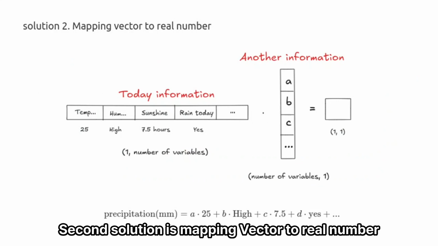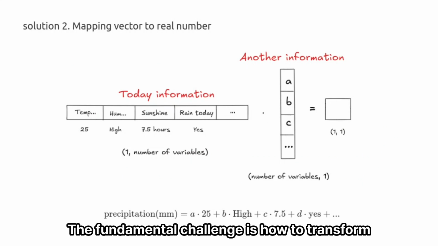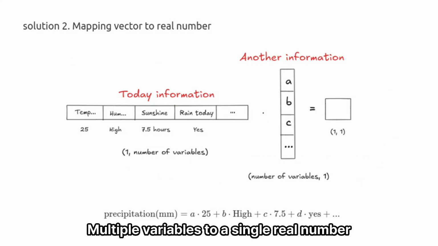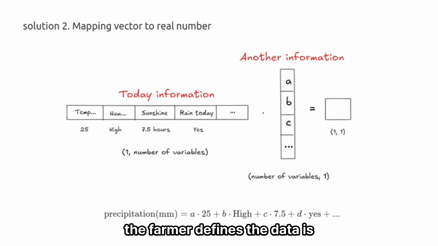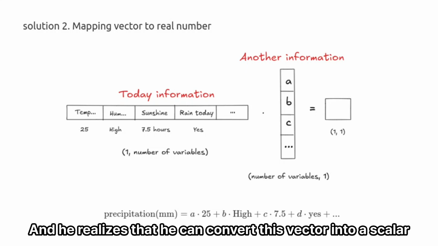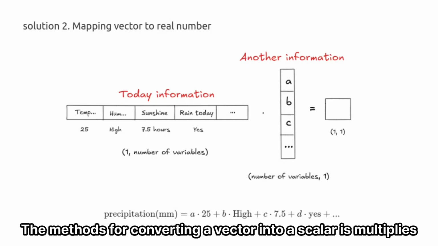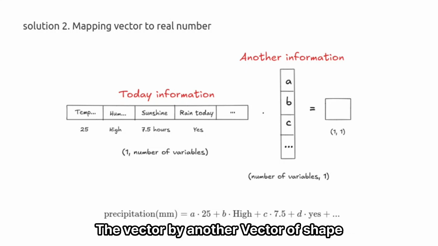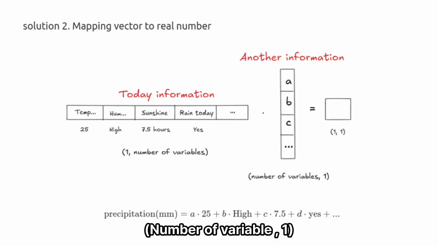The second solution is mapping a vector to a real number. The fundamental challenge is how to transform multiple variables into a single real number. The farmer defines the data as a vector with a shape of 1 by number of variables, and he realizes that he can convert this vector into a scalar. The method for converting a vector into a scalar is to multiply the vector by another vector of shape number of variables by 1. The resulting matrix will have a shape of 1 by 1. A 1 by 1 matrix can be interpreted as a scalar.